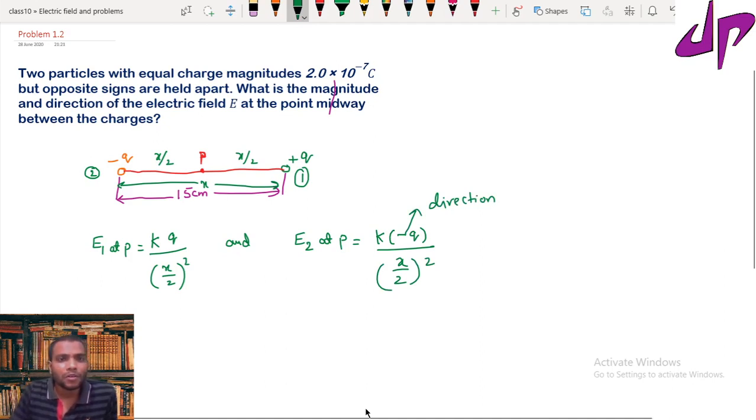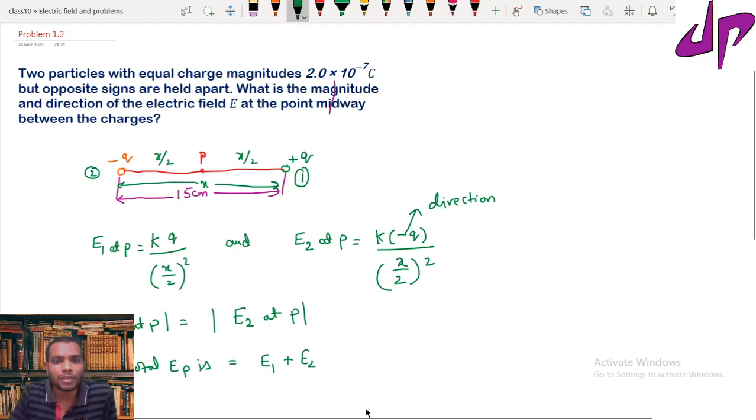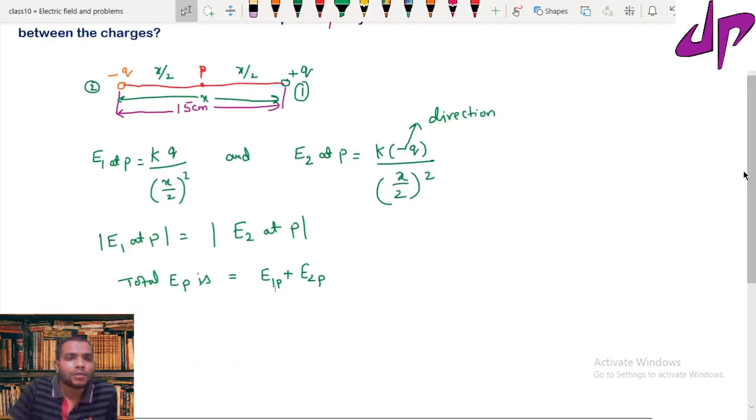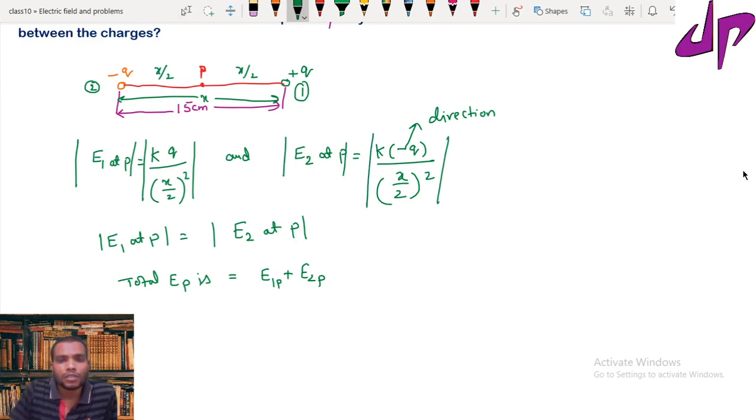So by symmetry, you can see the magnitude of electric field due to the first charge Q at P equal to the magnitude of electric field due to second charge at P. Since these two magnitudes are the same, the total electric field at point P is nothing but electric field due to the first charge plus electric field due to the second charge at P. If you take the modulus values for the magnitude, these two values will add up.